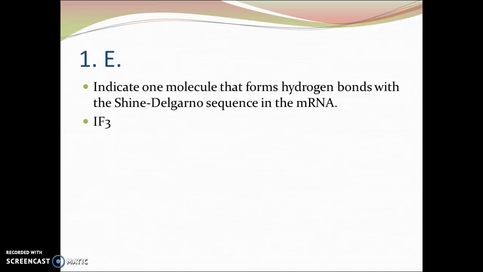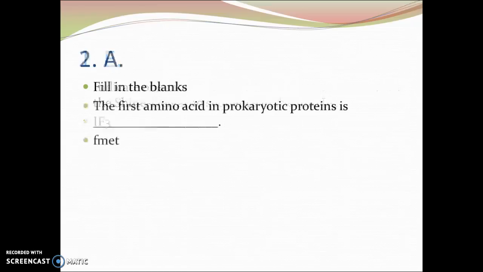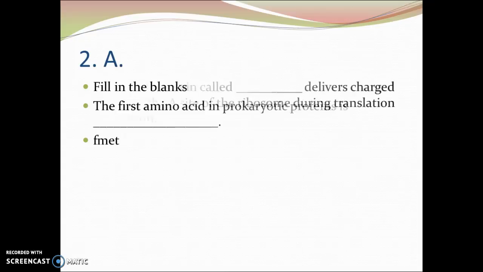And 1E. Indicate one molecule that forms hydrogen bonds with the Shine-Dalgarno sequence in the mRNA, and that's IF3. Alright, so for 2, it's a fill in the blank. For A, the first amino acid in prokaryotic proteins is fMet.